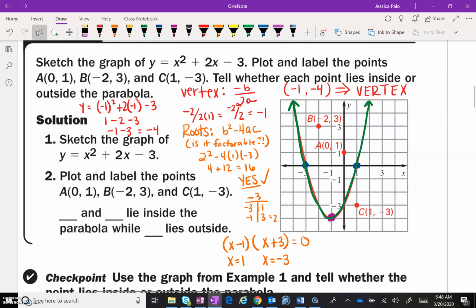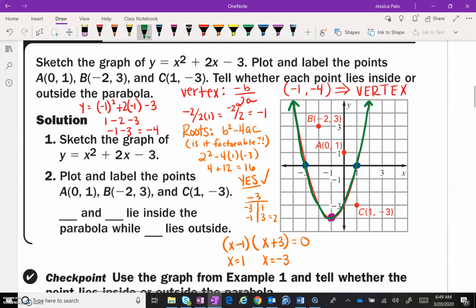There we go. Okay, now the next part of this example was to plot and label the points. I know you know how to plot and label points already, and so I am going to leave that done in the notes. So now you just needed to confirm whether or not these points fall inside or outside of the parabola. So let's look at point A, 0, 1. 0, 1 is definitely inside the parabola. B, negative 2, 3 is also inside the parabola, while the last point, C, 1, negative 3, is outside of the parabola.